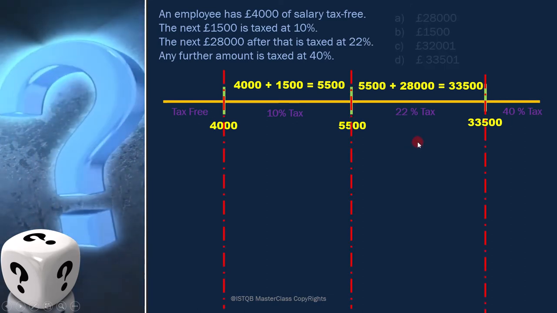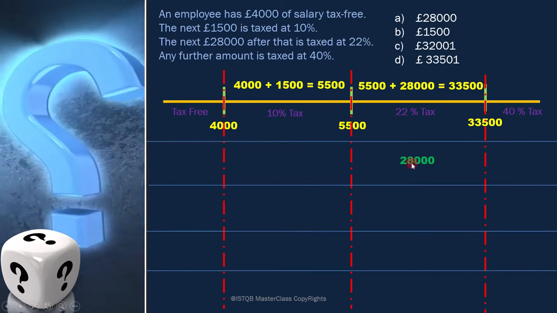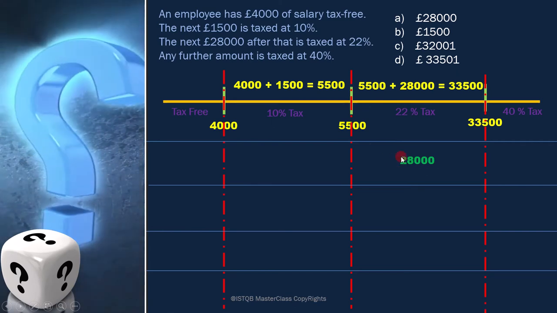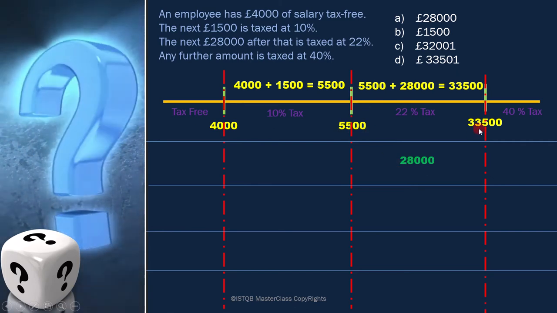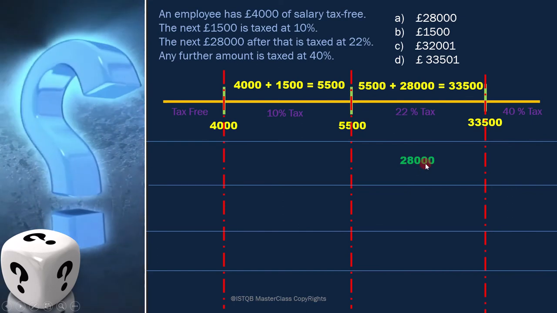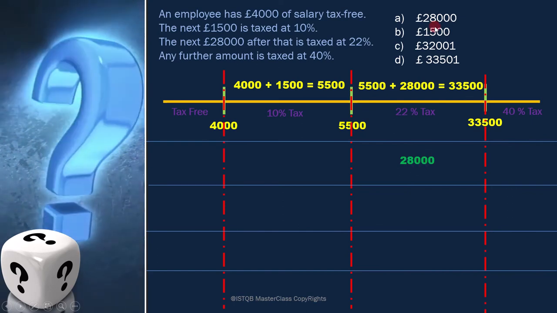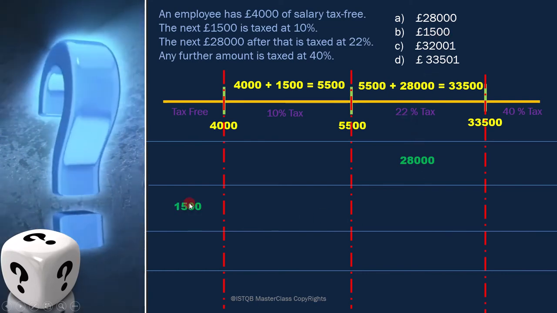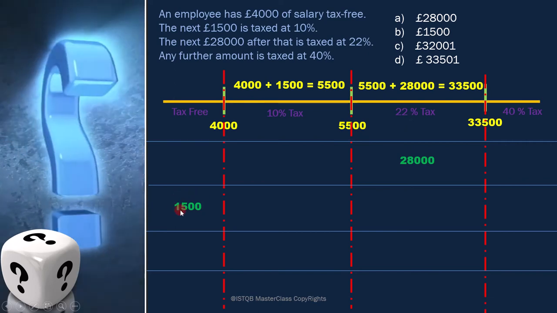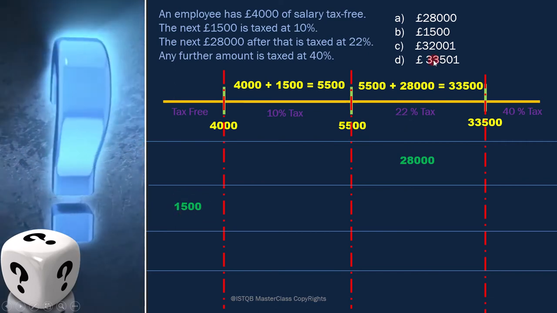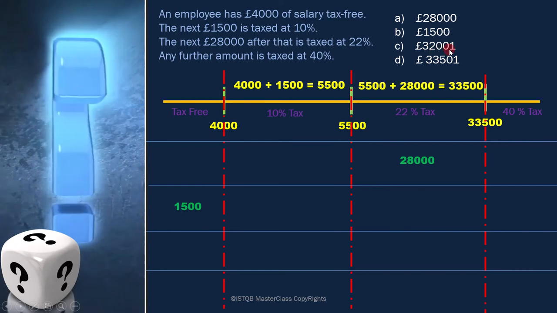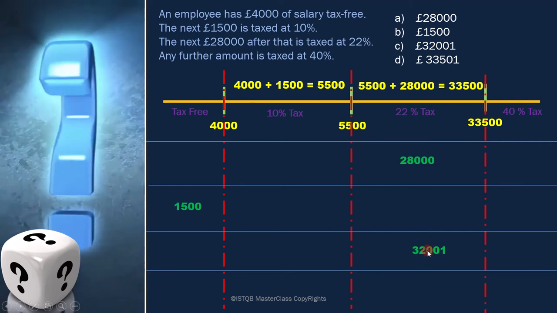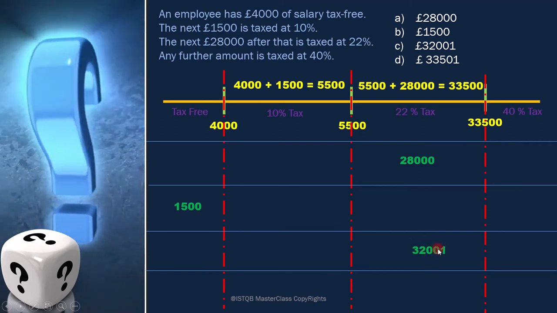The first option is 28,000. Let's first see where it fits in this diagram. 28,000 will come between 5,500 and 33,500. Let's analyze the next option, which is 1,500. 1,500 is less than 4,000, so it will come somewhere here. Next option is 32,001. 32,001 will come between 5,500 and 33,500.